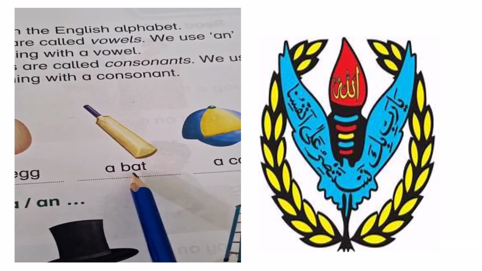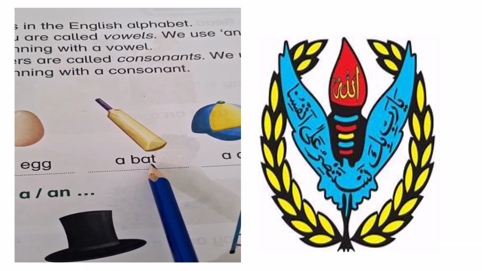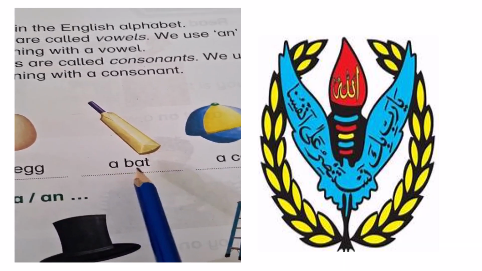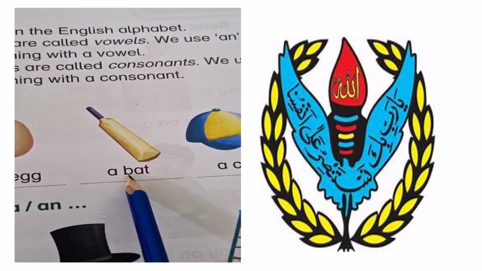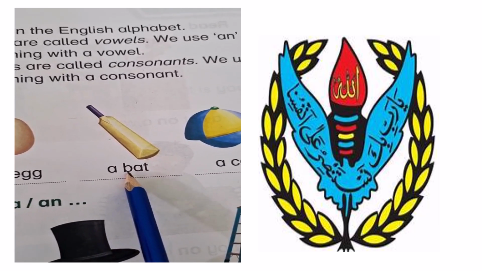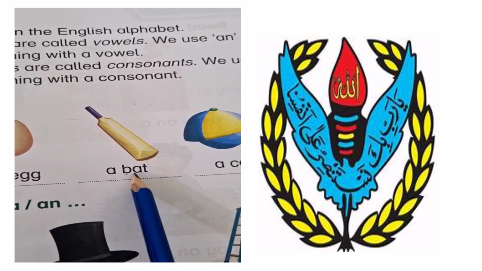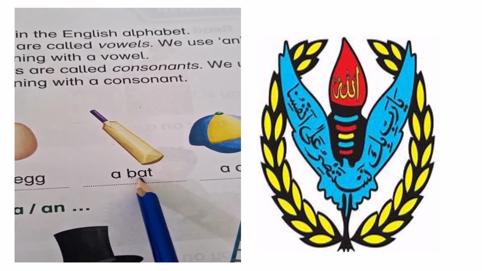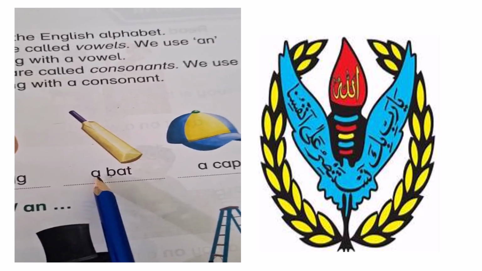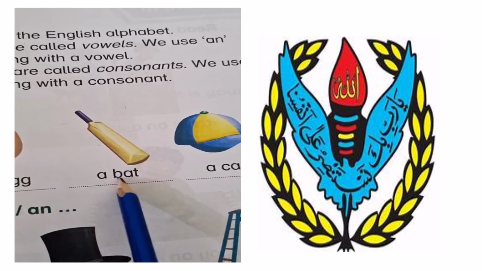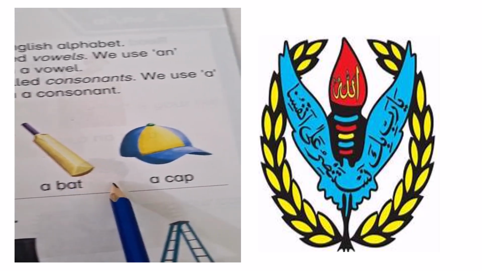But in a bat, the word bat starts with a consonant. This is B. It is not a vowel. B is a consonant. So before a word starting with a consonant, we always write a. We will not say an bat. We will say a bat.